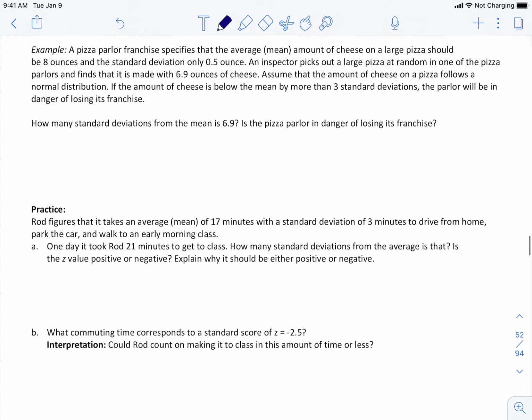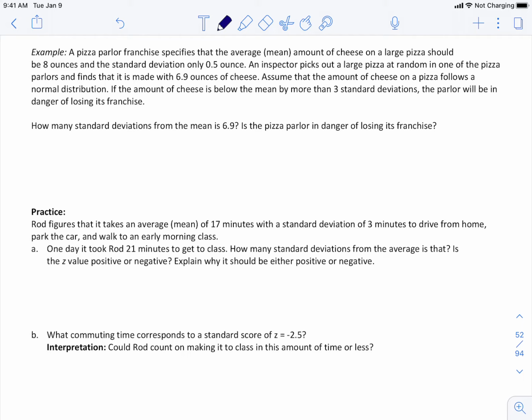So here's an example. A pizza parlor franchise specifies that the average or mean amount of cheese on a large pizza should be 8 ounces, and the standard deviation only 0.5 ounce. An inspector picks out a large pizza at random in one of the pizza parlors and finds that it was made with 6.9 ounces of cheese. Assume that the amount of cheese on a pizza follows a normal distribution. If the amount of cheese is below the mean by more than 3 standard deviations, the parlor will be in danger of losing its franchise.